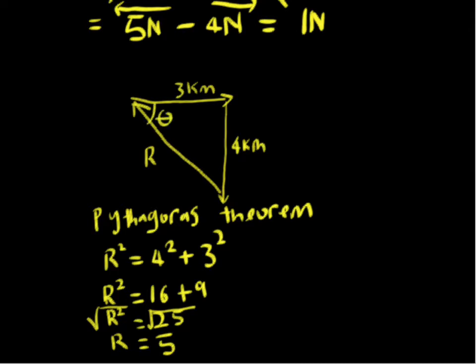Because these vectors must have direction, in doing this we use tan theta, because we have an opposite side, which is our 4, and an adjacent side, which is our 3 kilometers. Tan theta will give us opposite over adjacent, right? So our opposite side is 4 and our adjacent side is 3.